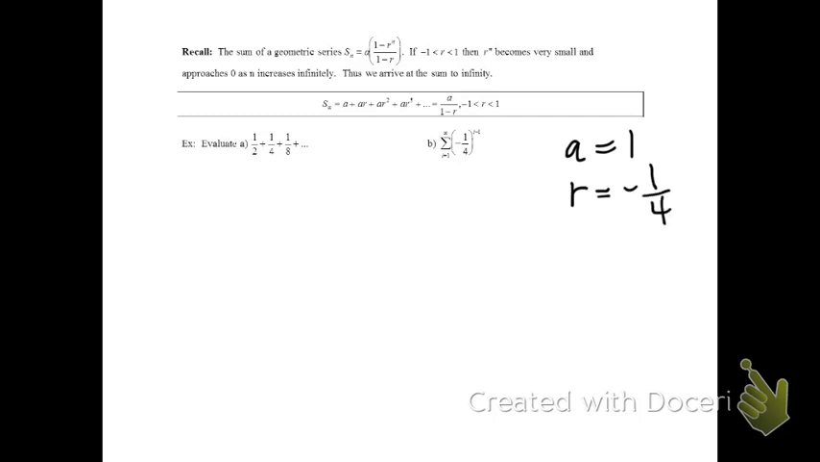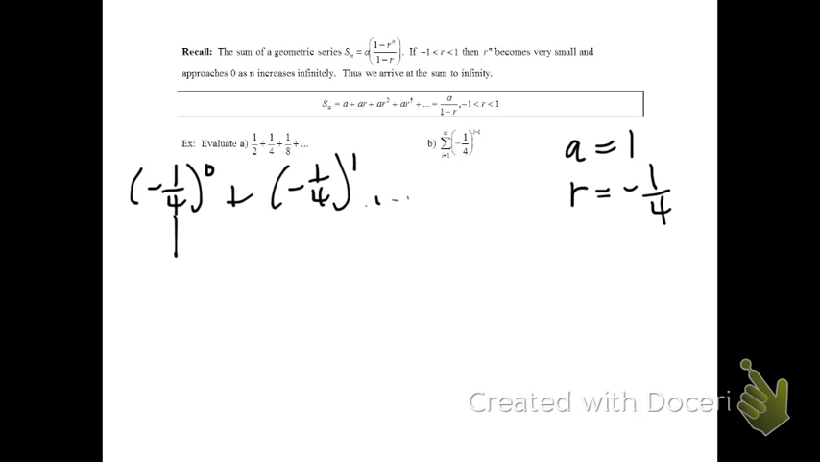And if I were to write it out, it would look like this. So negative 1 quarter to the power of 0 plus negative 1 quarter to the power of 1, dot dot dot. So you can see why the a value would be 1, because this first expression here is just 1.